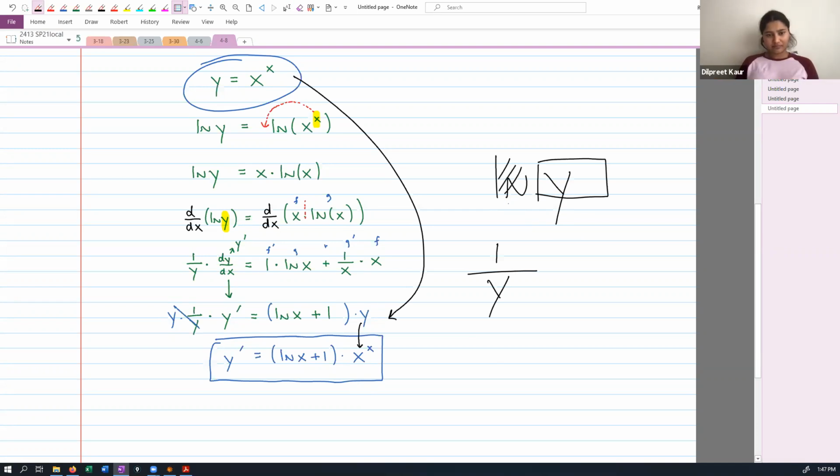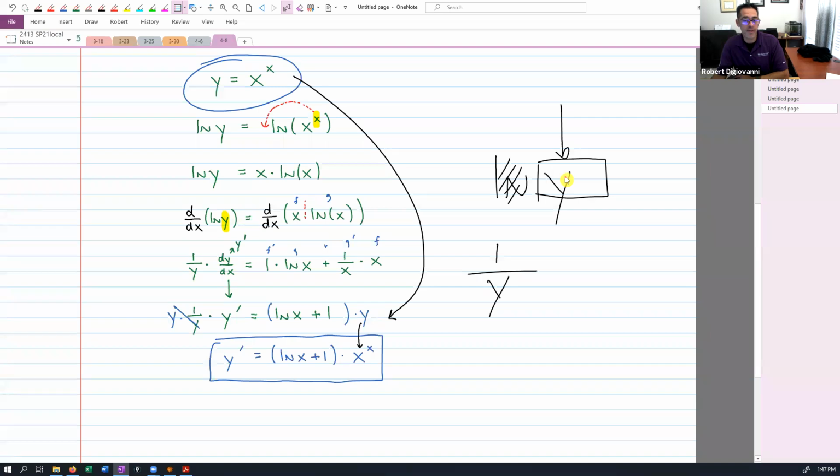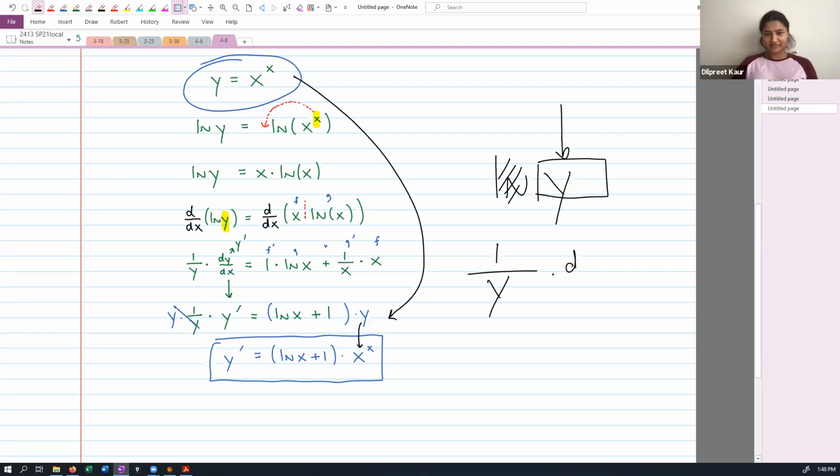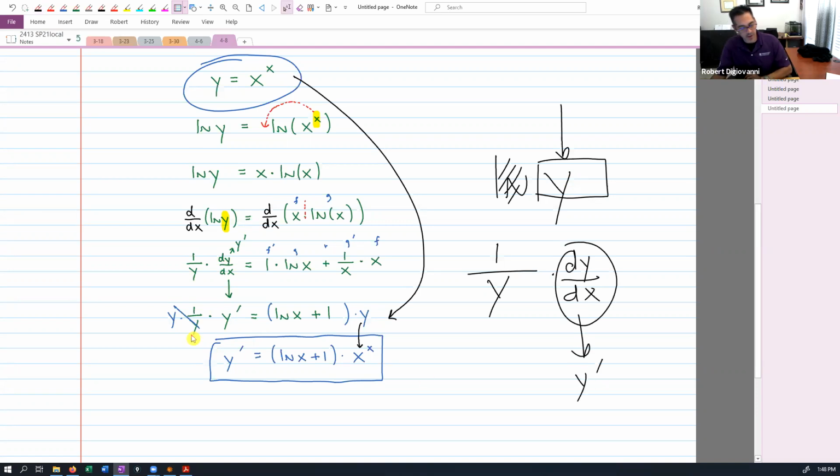So you're done taking the derivative of natural log. Now you have to take the derivative of what was in here. So what is the derivative of y with respect to x? That's just dy dx, right? So 1 over y times dy dx. But that's just y prime. So that's why I just replaced it with y prime. Thank you, sir. Okay. Any other questions?